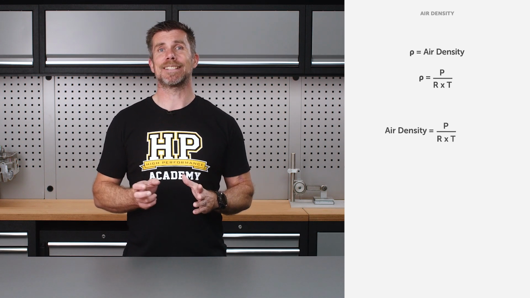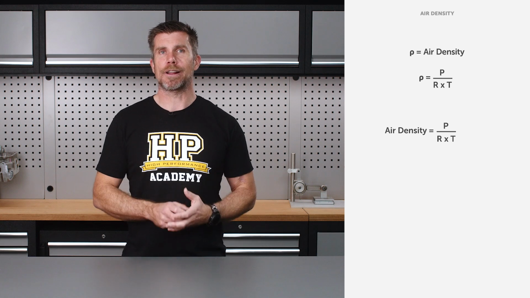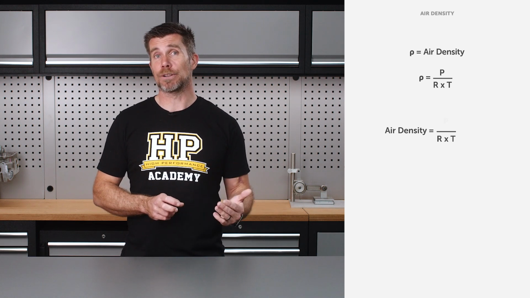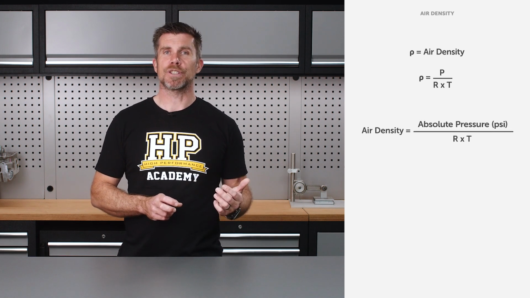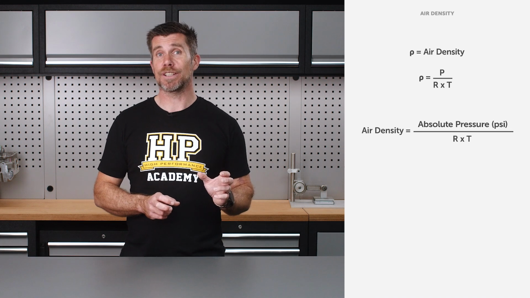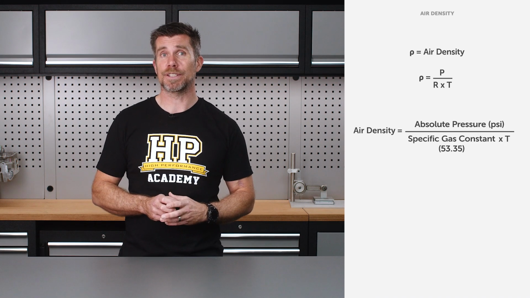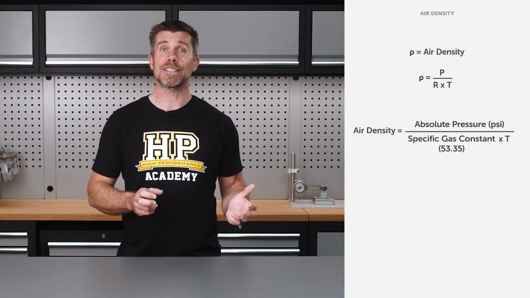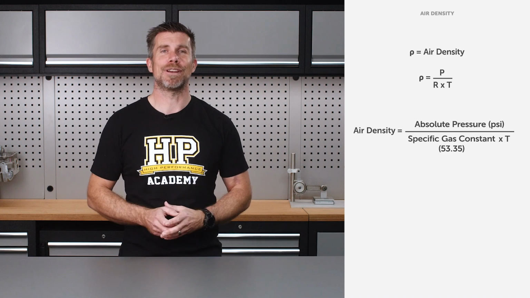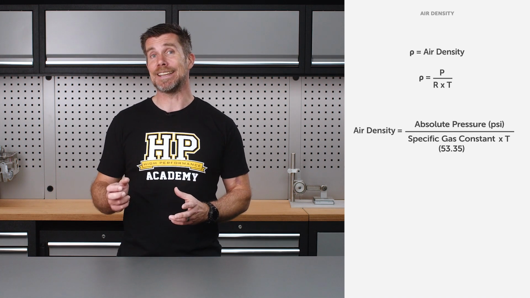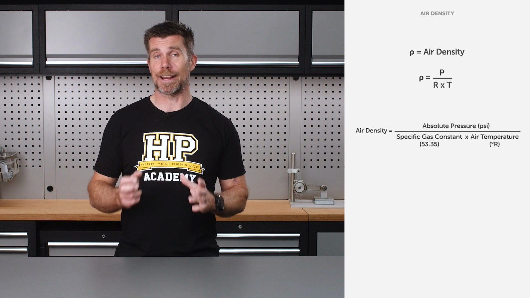Rho is the air density, and this is what we're trying to calculate. P is the absolute pressure measured in pounds per square inch. R is a constant known as the specific gas constant, and in imperial units is defined as 53.35. Finally, T is the air temperature in degrees Rankine.